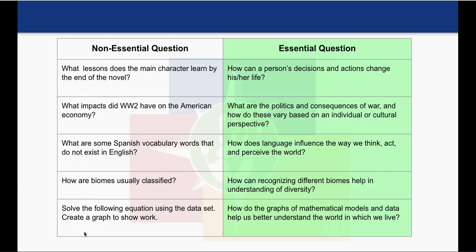So as we can see, we have questions on the right that are exploratory, reflective, and provoke inquiry. These are questions that should be lingering and resonating with students after the unit, after the course, and even after graduation.